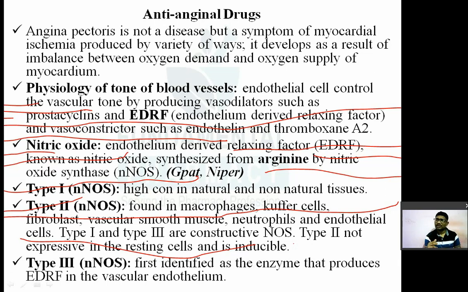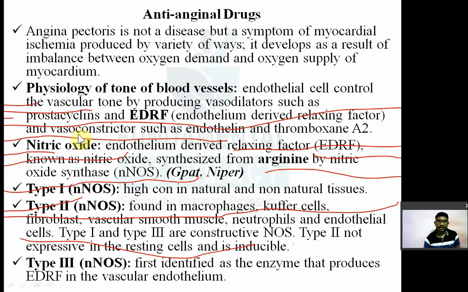Now what is nitric oxide? Nitric oxide is nothing but the endothelium derived relaxing factor. The endothelium of the blood vessel makes some vasoconstrictive compounds and some vasodilator compounds. So what are the vasoconstrictive compounds? That is endothelin and thromboxane A2. Vasodilator compounds are prostacyclin and nitric oxide. So these four compounds are synthesized in the vascular endothelium.